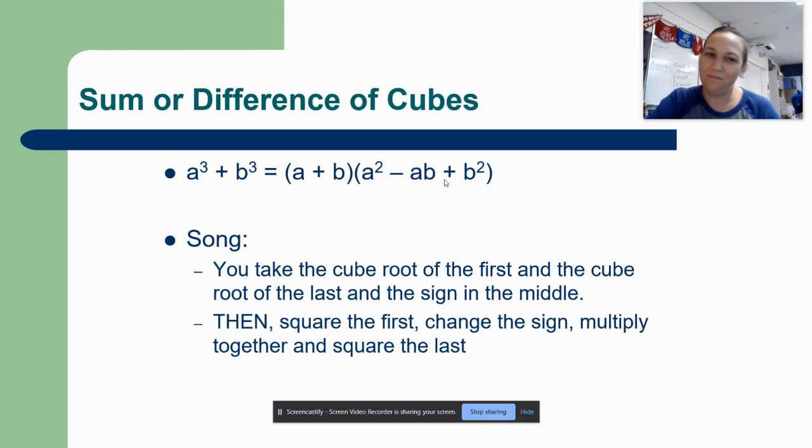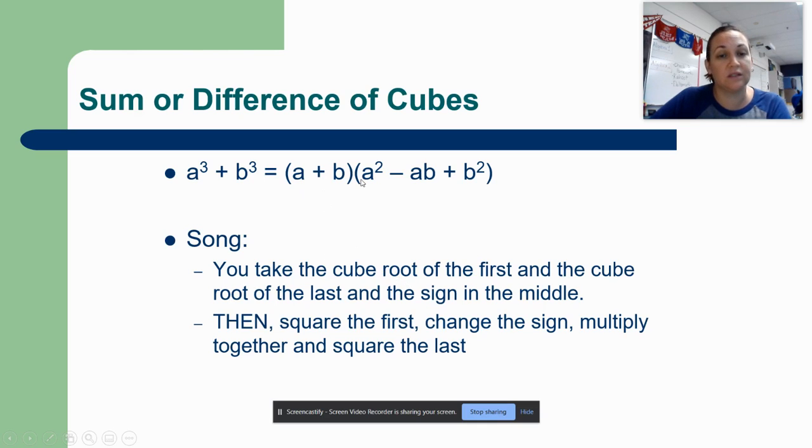So it's a little catchy. It's just walking you through how to do this problem. As you're copying down this song, I'm going to explain again what the lyrics mean. Cube root of the first means take a to the third and find the cube root, which is just a. Same thing, cube root of the last is take the b to the third and find the cube root, which is just b. And then sign from the middle means, if this is a plus sign, put a plus sign here. That's how you get the first parentheses.